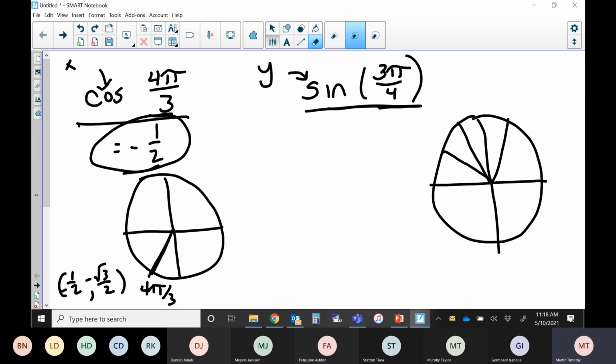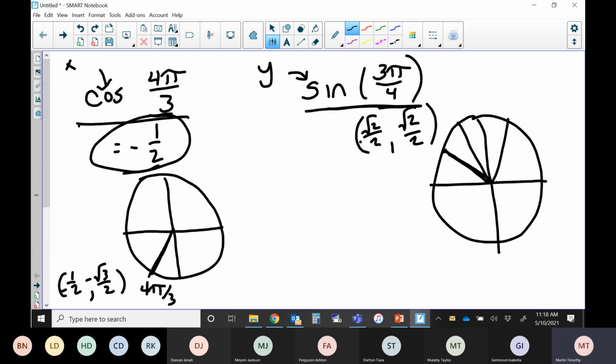The 3 pi over 4 is the one associated with the 45-degree angle. So that one's going to be the square root of 2 over 2. Sorry about that. And the x is going to be negative. The y would be positive. And so since they're asking for the sine of that, that would be the y, which is a positive square root of 2 over 2.